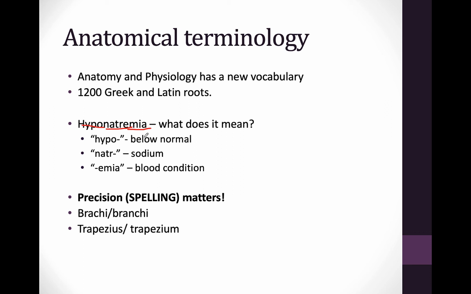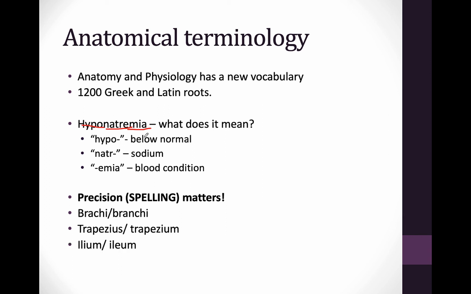Trapezius and trapezium. The trapezius is a muscle. For those of you who lift muscles, this is the big muscle in your back, right? From your neck down to your shoulder blades. The trapezium is a bone in your wrist. So one letter, right, whether it's an S or an M at the end there, changes it from a muscle in your back to a bone in your wrist.